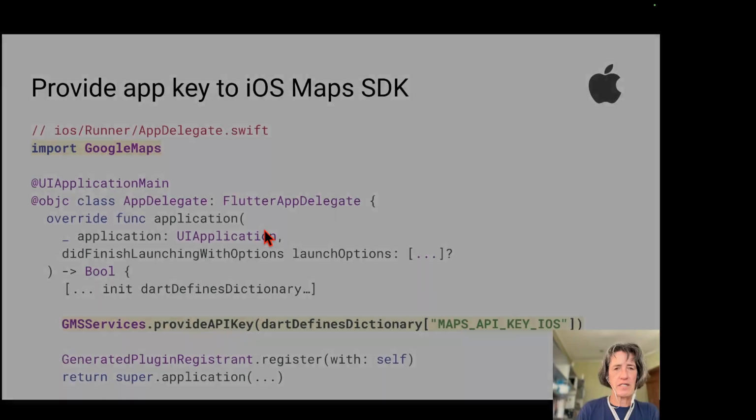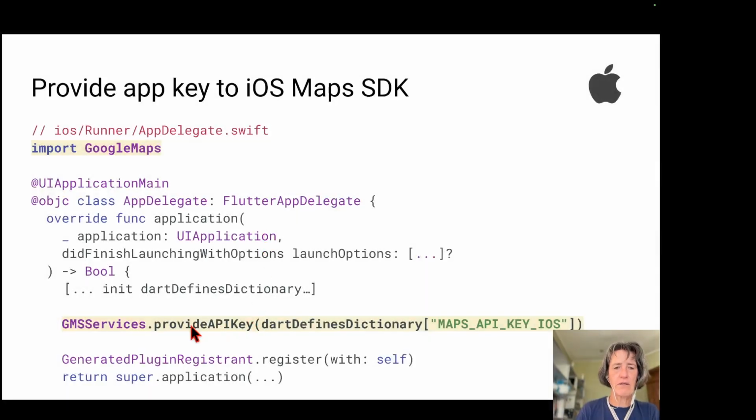Let me see if I have another slide. Yes. So you need to find your appdelegate.swift file, and that's basically where the Flutter system kind of inflates itself. And there you need to provide the API key to GMS services. Rather than pasting the API key in directly, you're using the Dart defines directory that you just set up.